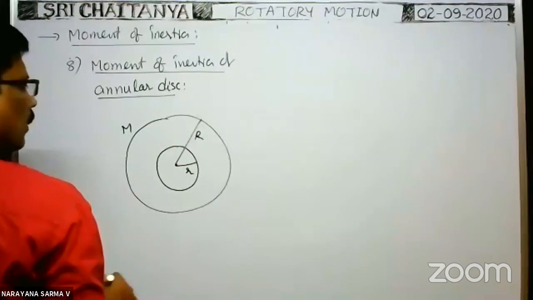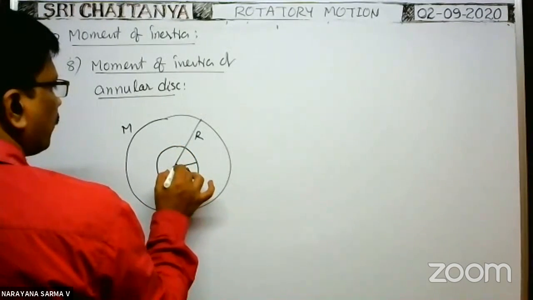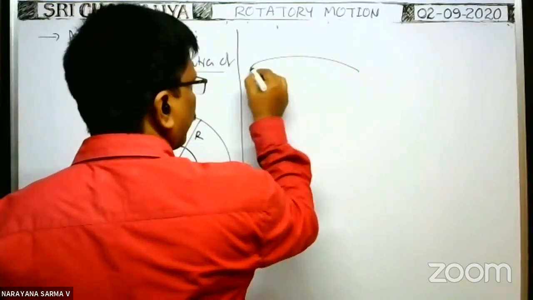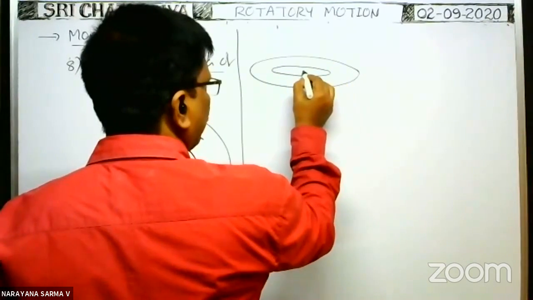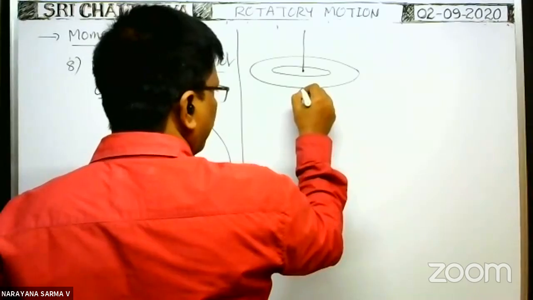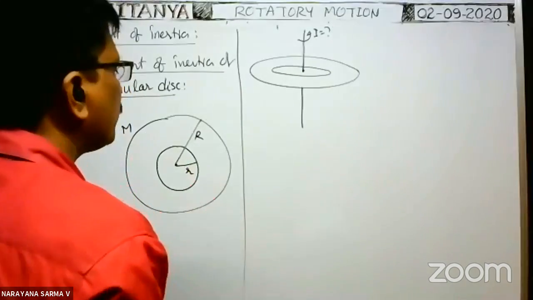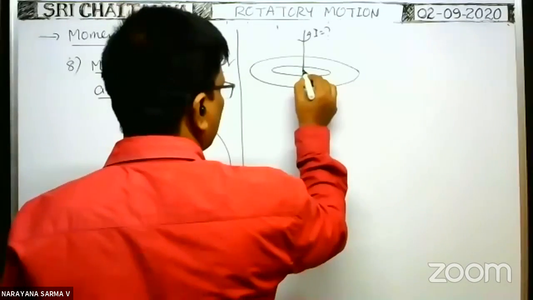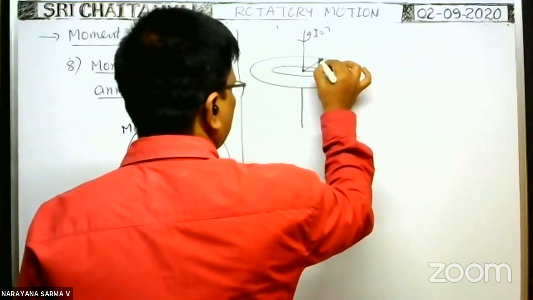Mass capital M. For this, moment of inertia of the annular disc about an axis passing through center and perpendicular to the plane. What is the moment of inertia? That means here you see, this is the annular disc about an axis passing through center and perpendicular to plane. About this axis, what is the moment of inertia? They asked. That is the question. So if you see the diagram, we can see it like this. Okay. Inner radius means this one. This is smaller r. This is capital R given.